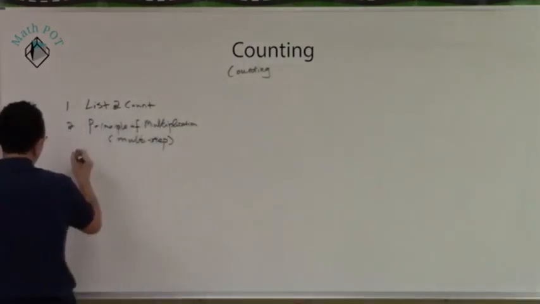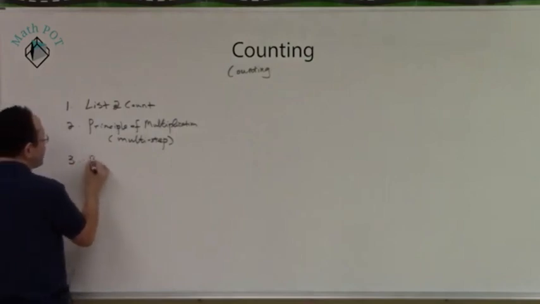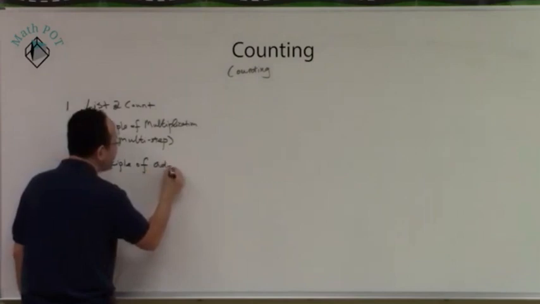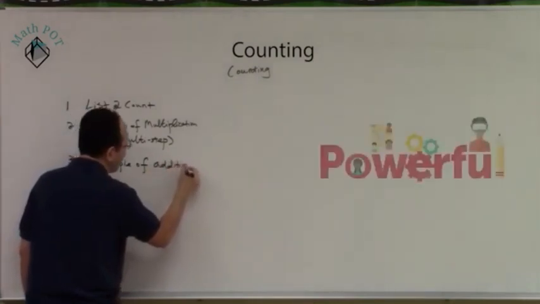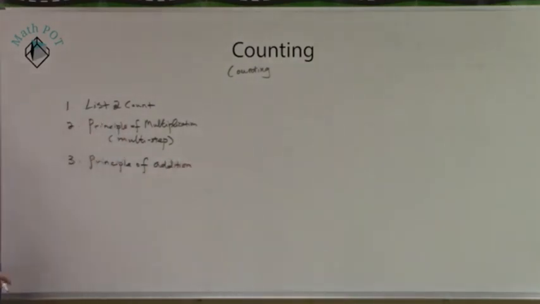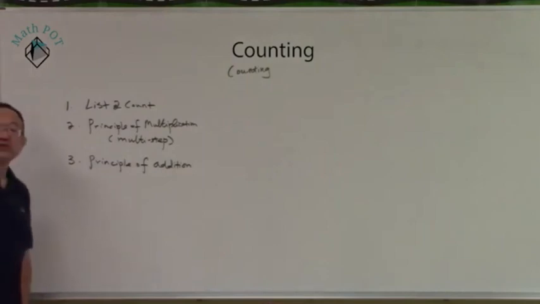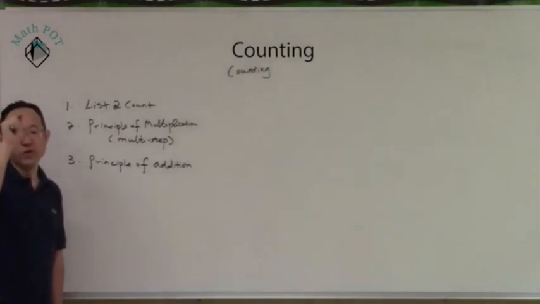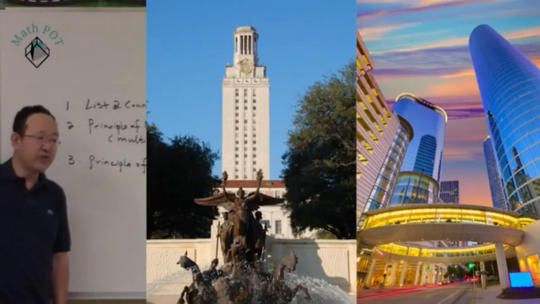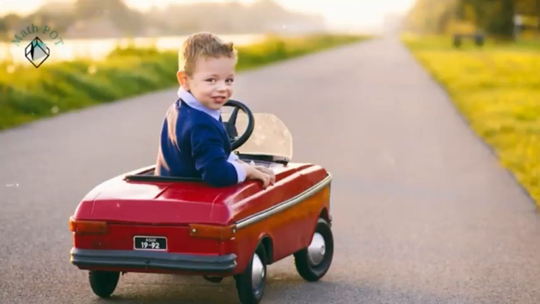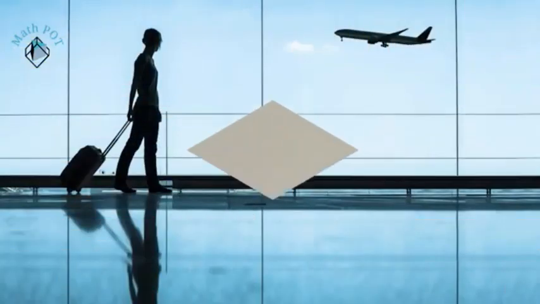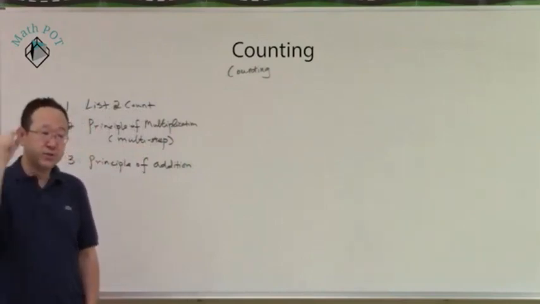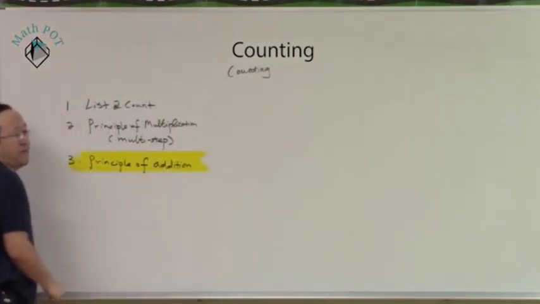As you might feel, we didn't use this principle a lot. Actually, this could be very, very powerful. So, the principle of addition. In order to solve this problem, I have a few options. For example, you want to go from Austin to Houston, you have different options. You can drive there or you can fly over there. If you feel this is a different option problem, you need to think about the principle of addition.